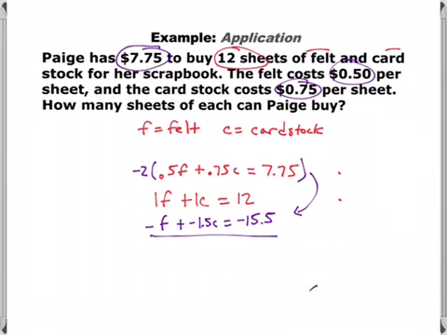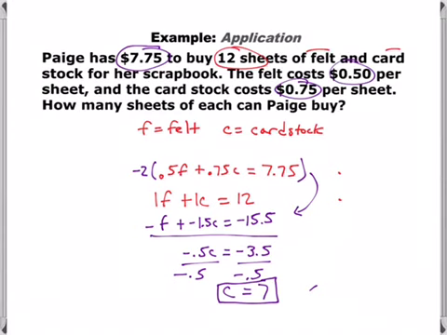And so now I can cancel out straight down. So 1F and negative F cancel out. Here I've got negative 0.5C equals negative 3.5. I'm going to divide both sides by negative 0.5. And I get the number of sheets of cardstock purchased was 7. So if Paige purchased 7 sheets of cardstock, that only leaves behind 5 sheets of felt, because she bought 12 total sheets. Okay, so we've got 7 cardstock and 5 felt.